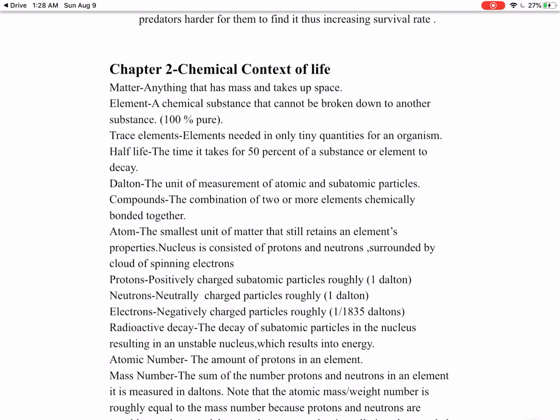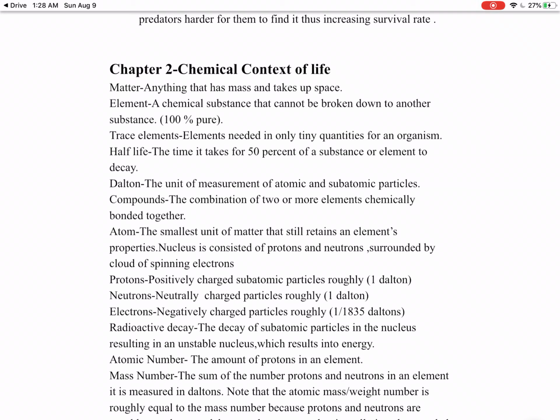Now, a trace element is an element that is vital for the organism, but the element is only needed in tiny quantities. So the organism still needs the element to survive, but in only small quantities. A half-life is basically the time it takes for 50% of a substance or element to decay. A dalton is basically the unit of measurement of atomic and subatomic particles. Subatomic particles are protons, neutrons, and electrons, and I'll explain those terms later in this video.